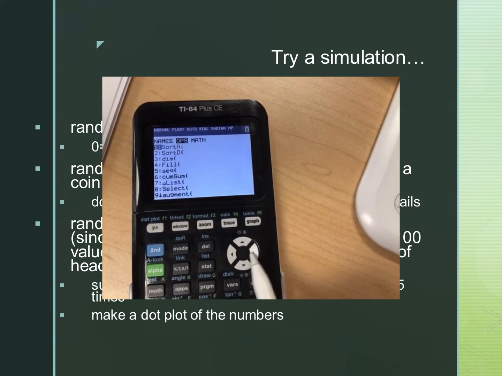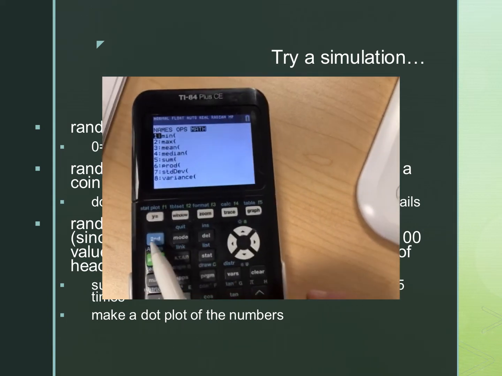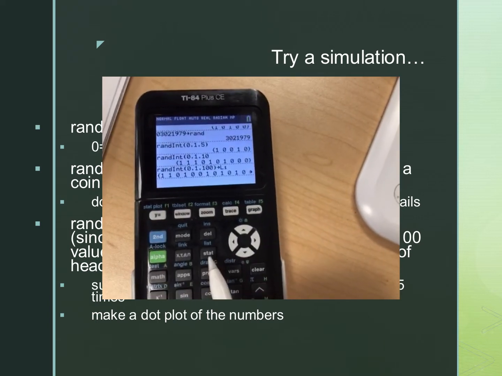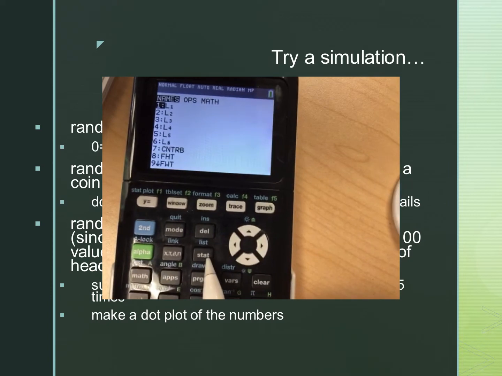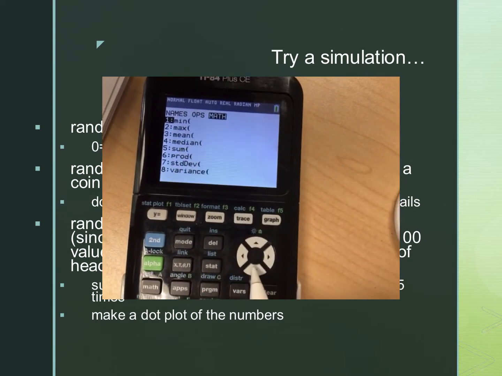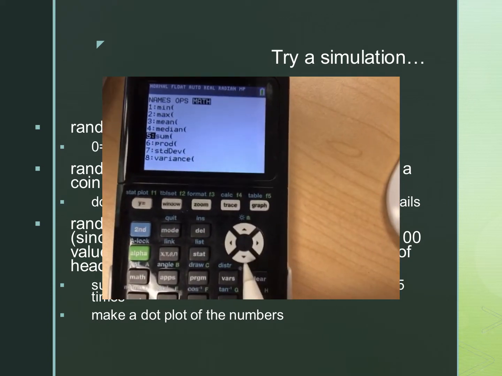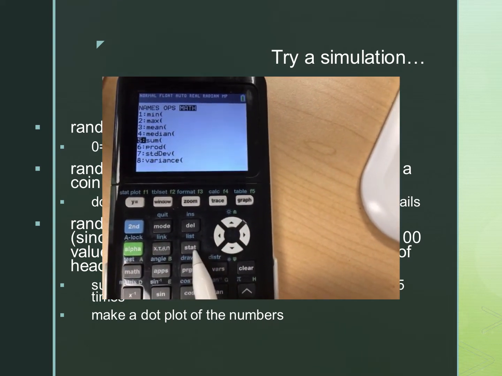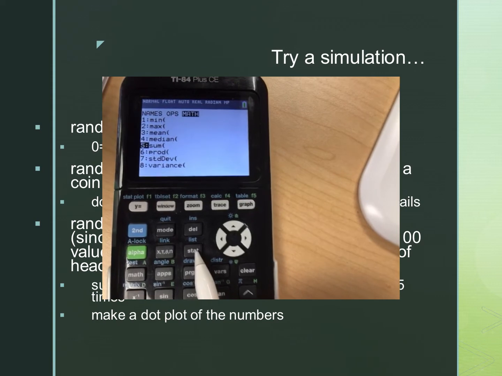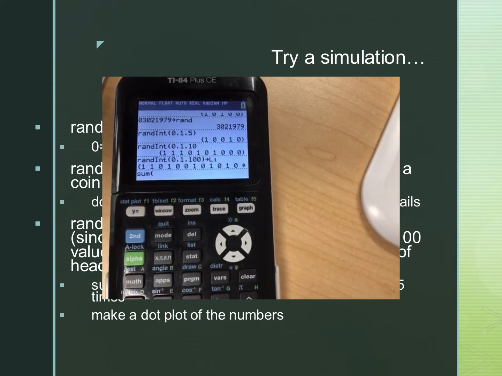Hold on, I got to find it. Sum. Okay. You're going to go second stat. Above it says list. Go over to math and find sum. Second list, over to math, find sum. Did you find it? Okay, hit enter.